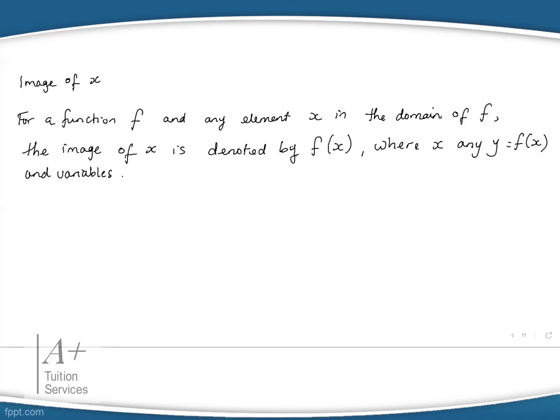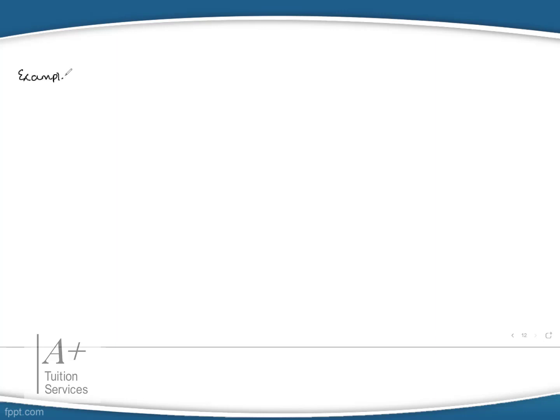So the note says, for a function f and any element x in the domain of f, the image of x is denoted by f of x, where x and y is equal to f of x, okay? So x and y is equal to f of x. And we're going to look at some examples, which will clear this up a bit. So example 1. If f of x is equal to 2x squared minus 3x plus 1, determine the value of each of the following.